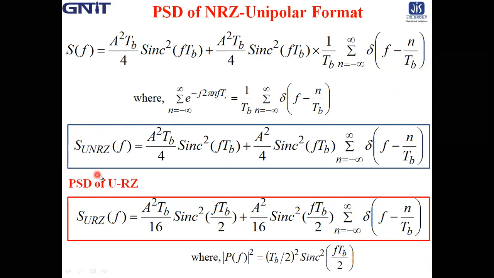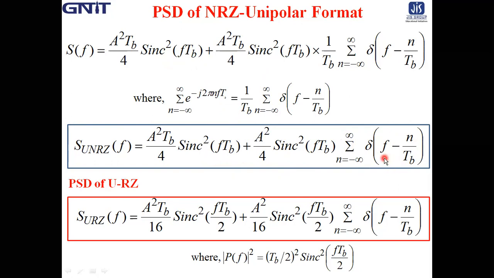So the PSD of the unipolar NRZ format is denoted as S_U(f) equal to A²TB/4 sinc²(fTB) plus A²/4 sinc²(fTB) times the summation over n equal to minus infinity to plus infinity of the delta function δ(f - n/TB).